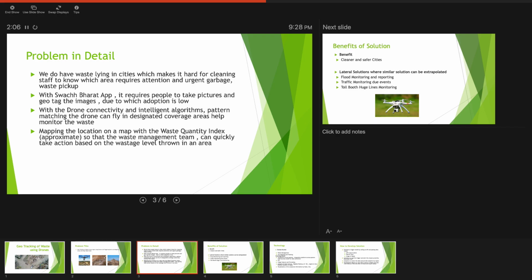With drones available today, we can make sure these drones can fly out in certain areas, and with the right connectivity and intelligent algorithms, they can find out the area where there is high garbage. They can map it with a pattern that indicates there is more garbage, capture these and send the location of that particular image where there is garbage to a centralized location, by which the waste management authorities can review and quickly dispatch the right staff to take care of the situation and reduce the waste level across the city.